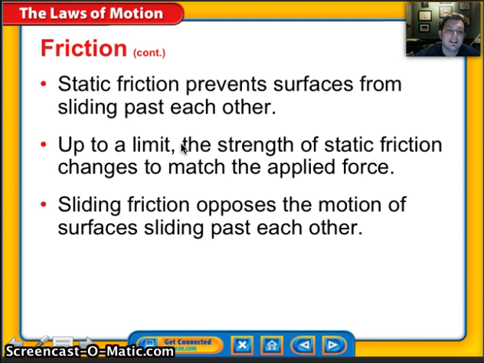Here's an example. If I'm just sitting in a chair, it's going to take more force for you to start pushing me. Once you start pushing me, it's going to be tough, but it won't be as tough as that initial push. Static friction is me just sitting here statically, not moving. When you start pushing me, you're going to feel a friction, but it's sliding friction.